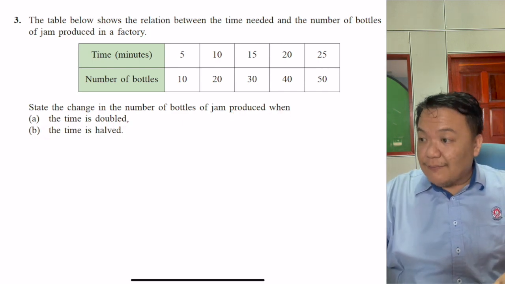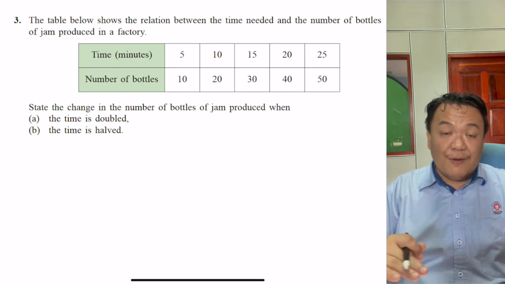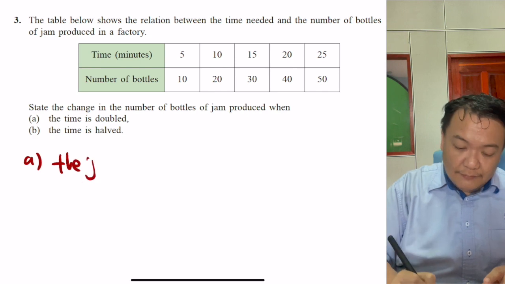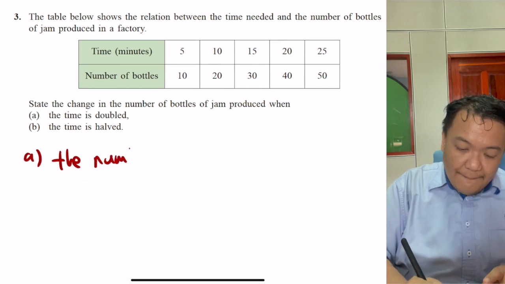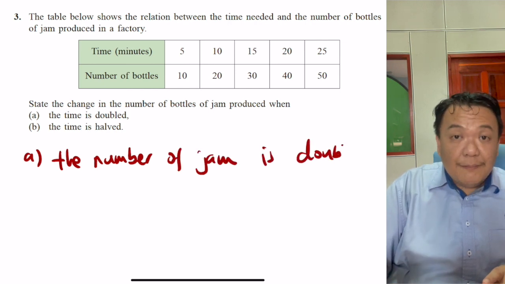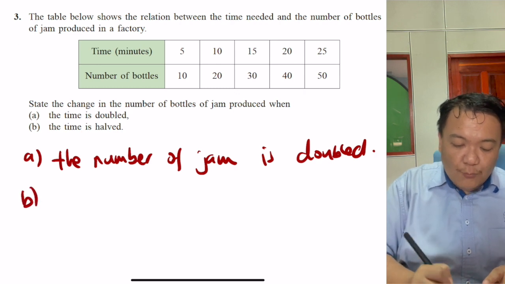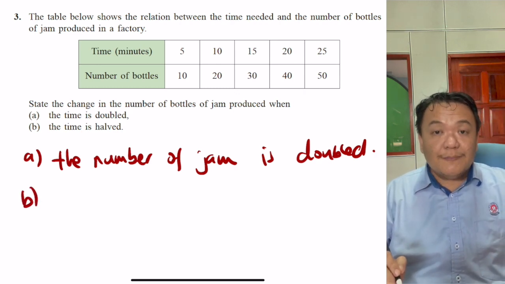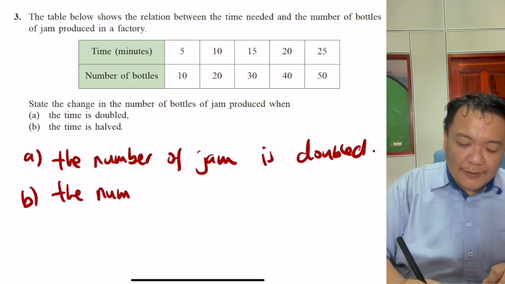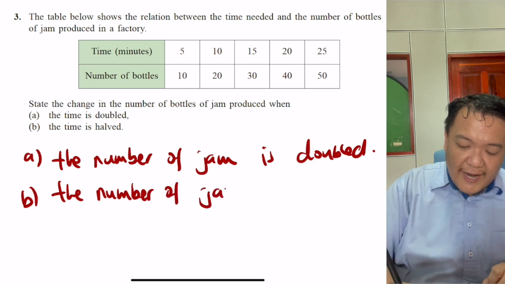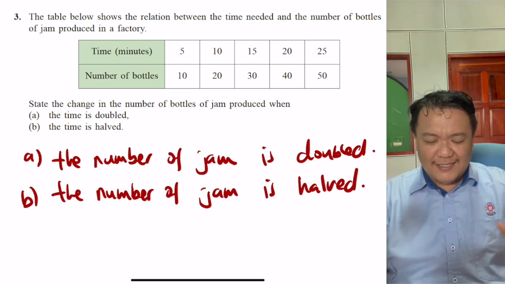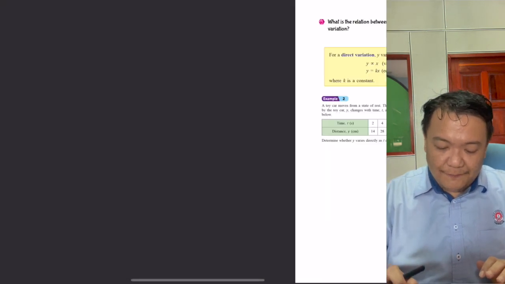So when the time is double, we know that the jam is also double. Okay, so we can write it as the number of jam is doubled. Okay, B, when the time is half, kalau masa dipotong separuh, so hasil dia pun separuh, kan? Okay, so the number of jam is half. Boleh? Mudah saja, kan? Pada direct variation.